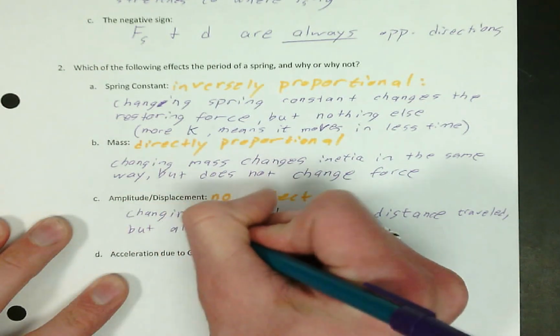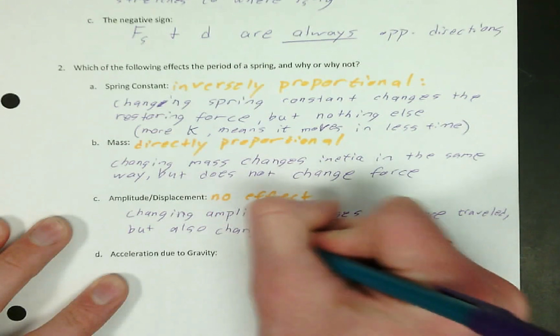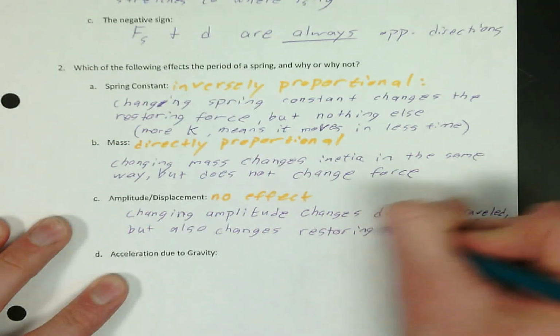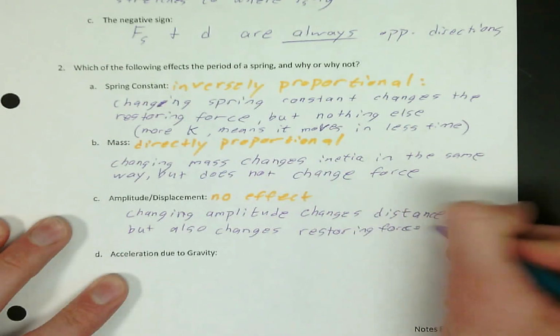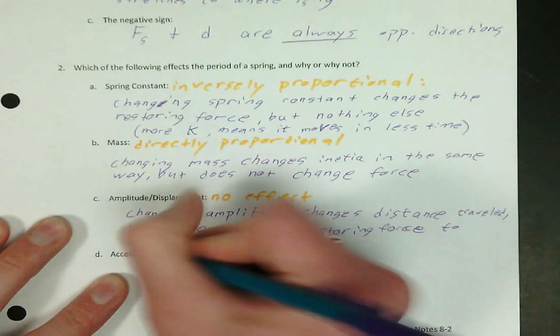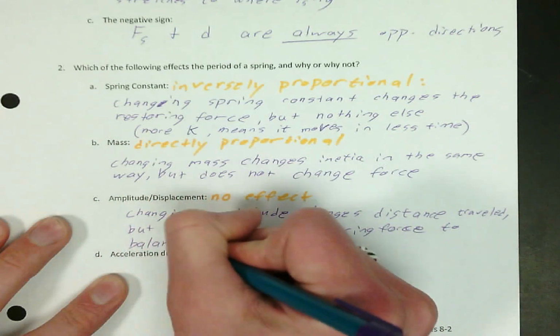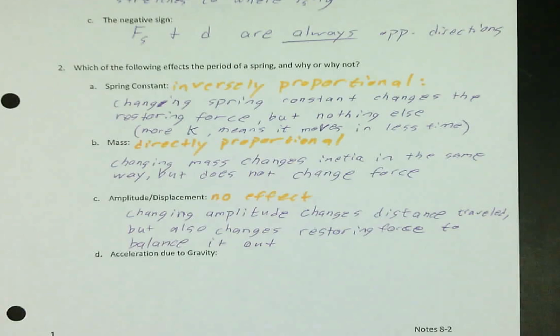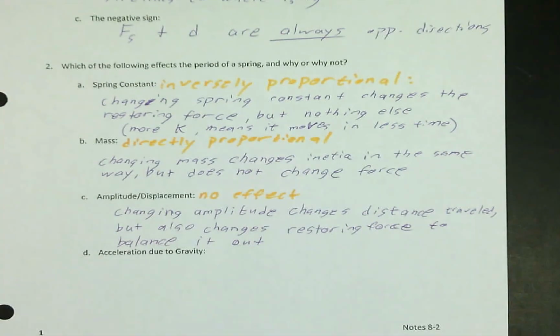But also changes restoring force to balance it out. Okay, so we got to balance it out, and we do. So that means that the restoring force is going to end up being enough to balance out the larger distance.